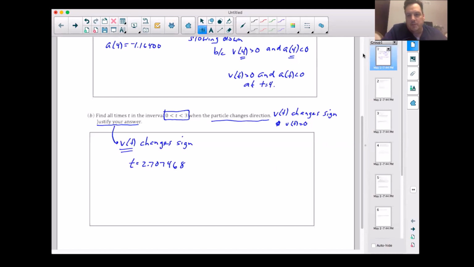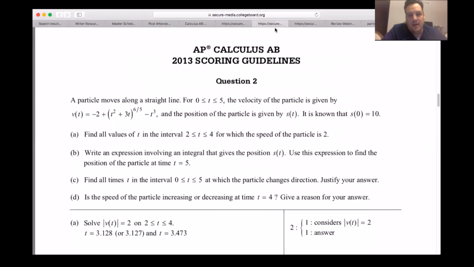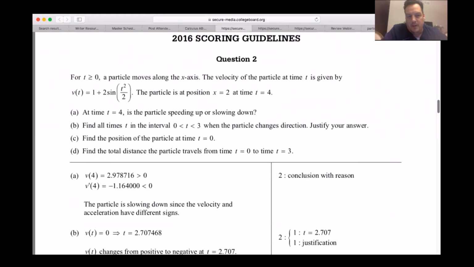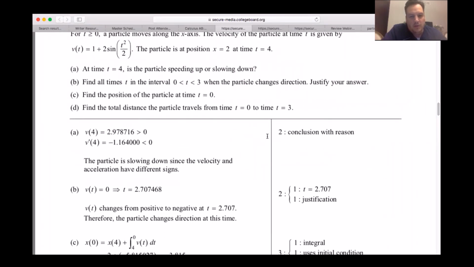So what I want to do is jump to the scoring guide really quickly, briefly, just to show you how this is going to be scored on the exam. And that is not the correct one, but this is it right here. And so notice on this problem, I'm just going to show you A and B. Part A was worth 2 points. There were 2 points basically for the conclusion and the reason.